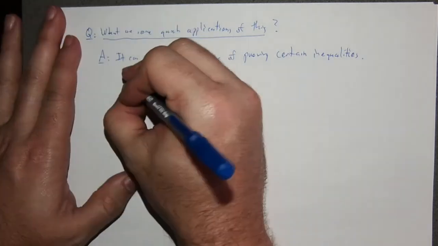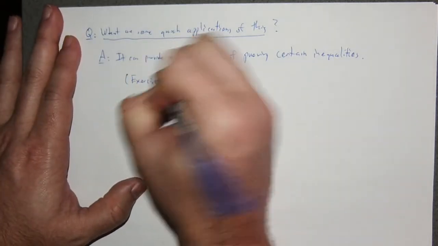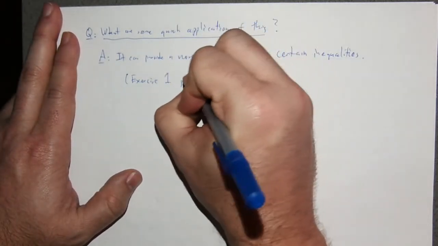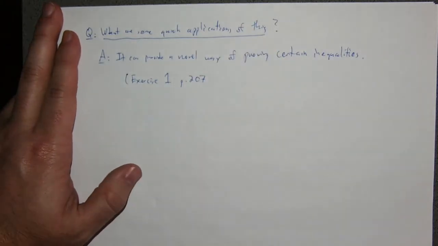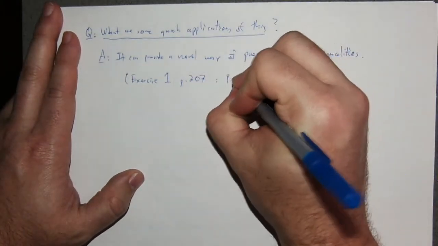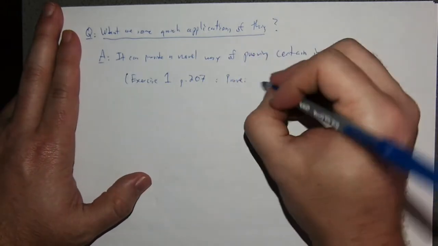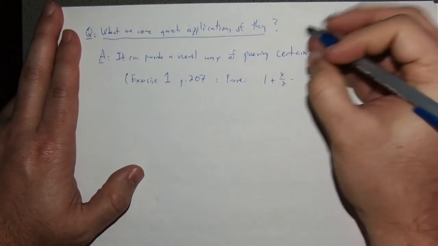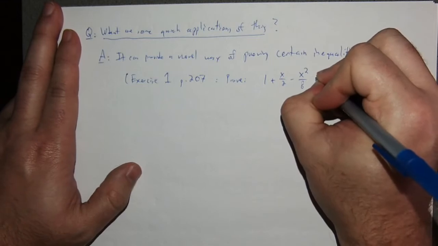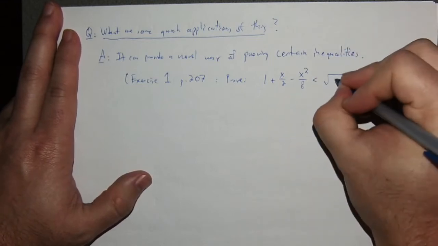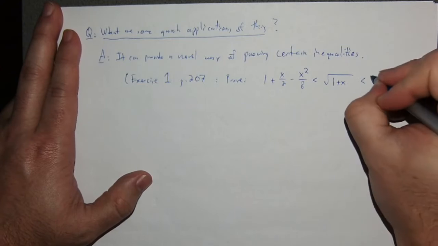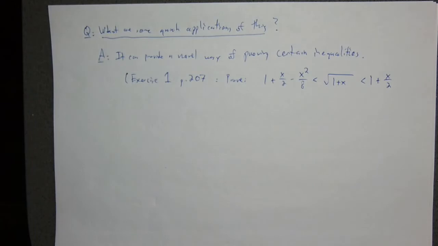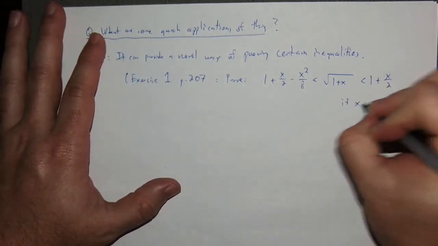What do I mean by that? So, for instance, exercise, let's just have a quick look. Exercise 1 on page 207, right? Asks you to prove the following, that 1 plus x over 2 minus x squared over 8 is less than square root of 1 plus x, which is less than 1 plus x over 2. Okay. If x is bigger than 0.